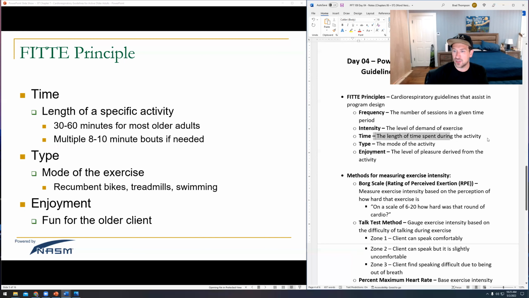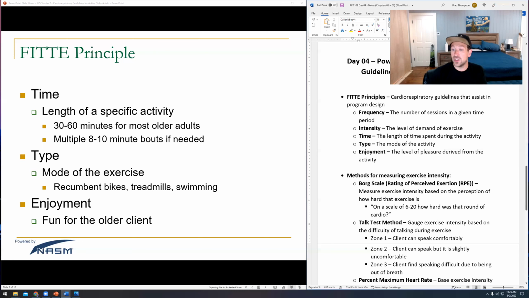The time is the duration, the length of time of the activity. We recommend 30 to 60 minutes for older adults. They might not be able to handle that. So instead we can do 8 to 10 minute bouts of exercise a couple times a week if we have to. But length is the time, or I'm sorry, time is the length.